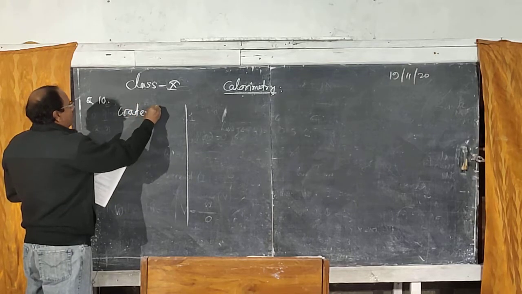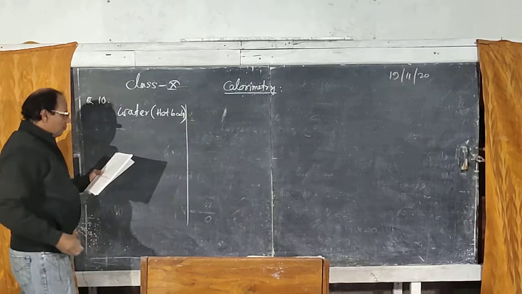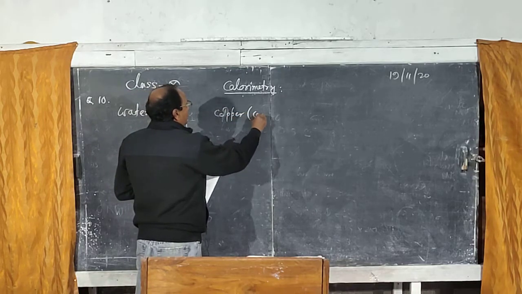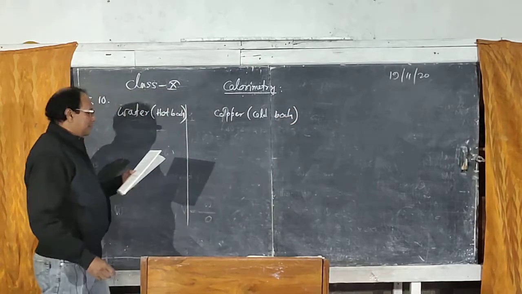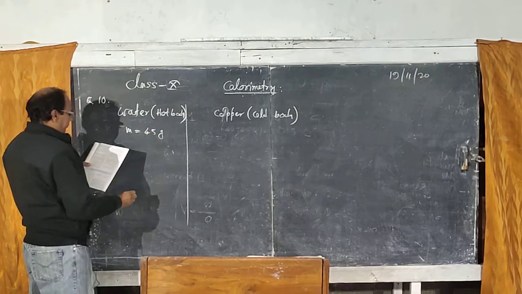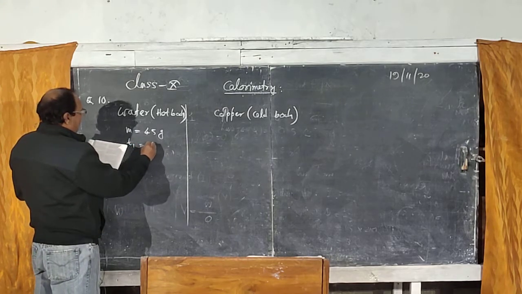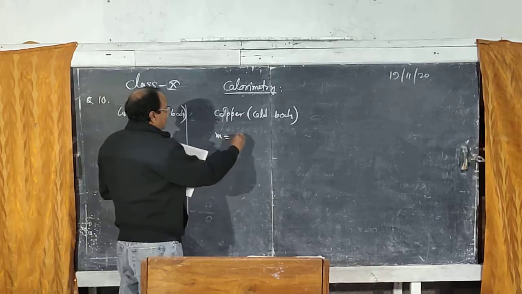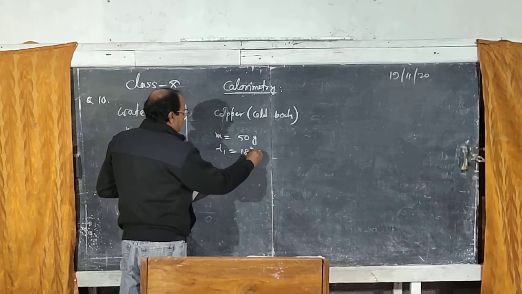Water, here we can consider as a hot body because its initial temperature is more. Copper, we can consider as a cold body because its initial temperature is less. Mass is given here 45 gram. T1, the initial temperature, is 50 degree Celsius. Mass of copper is given here 50 gram. Initial temperature is 18 degree Celsius.